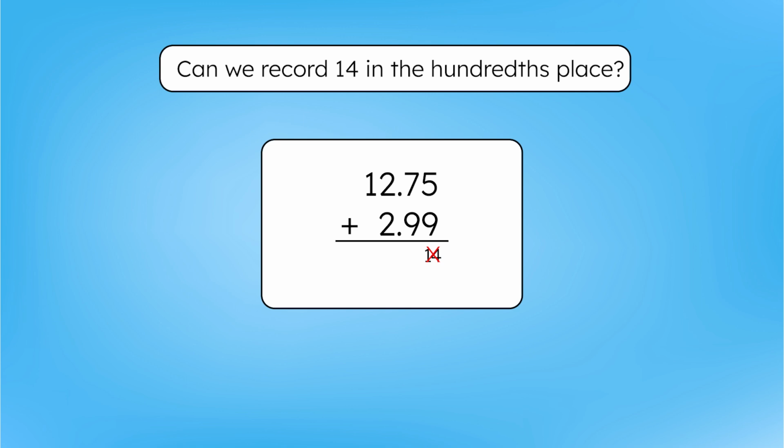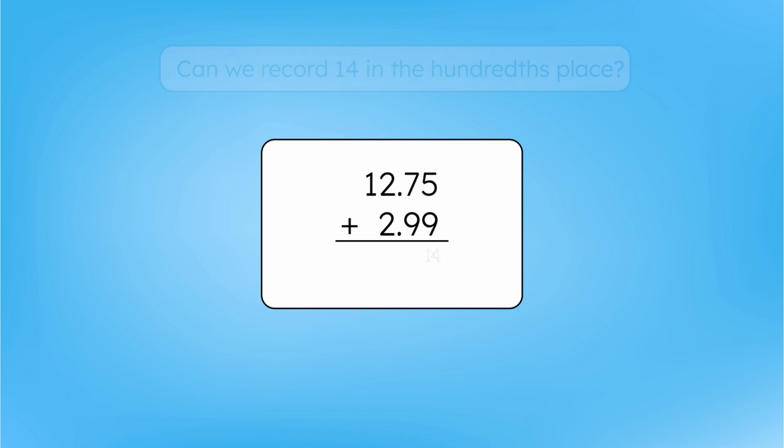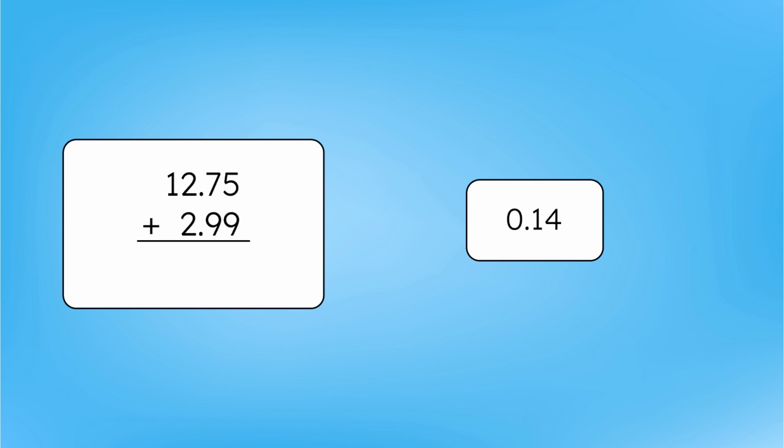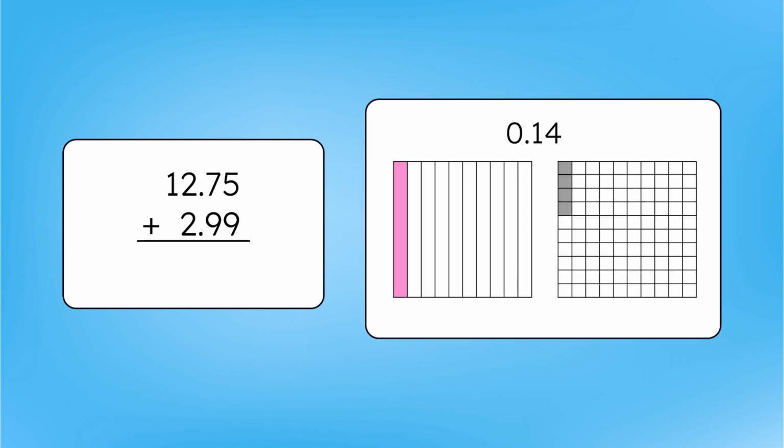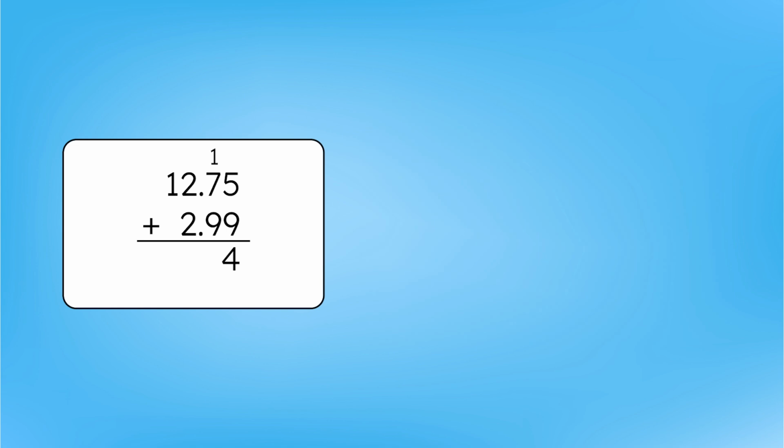We'll need to regroup 14 hundredths. In decimal form, do you notice how there's a 1 in the tenths place and a 4 in the hundredths place? 14 hundredths is the same as 1/10 and 4 hundredths. So we can record the 1/10 with our other tenths and the 4 hundredths as part of our sum or answer. Then we add all the digits in the tenths place.